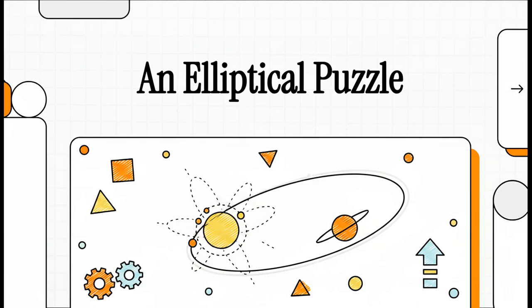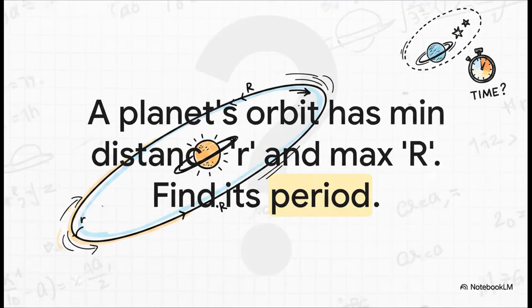Welcome! Today, we're tackling a classic orbital mechanics problem that looks way more intimidating than it actually is. If you've ever seen a problem like this and thought, oh no, this is going to be pages of crazy math, then you're in the right place. We're about to uncover a really elegant shortcut that's hidden inside one of the most fundamental laws of physics. Okay, let's break this down.